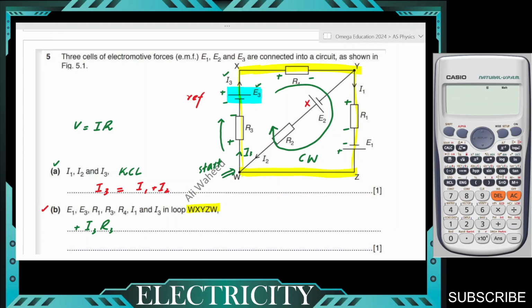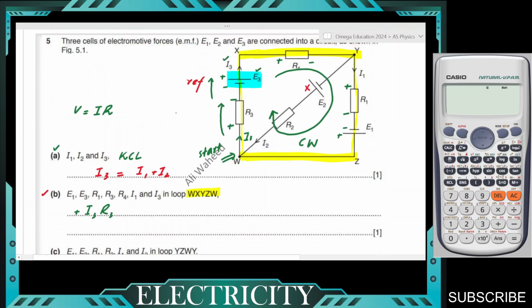But the question is, do we write it as plus E3 or minus E3? For this one, yes, you're totally right. We're going to write minus E3, because first of all, we are going clockwise, and in that direction, we go from negative towards the positive side. We were going clockwise, and in our pathway, we are going from negative towards the positive.